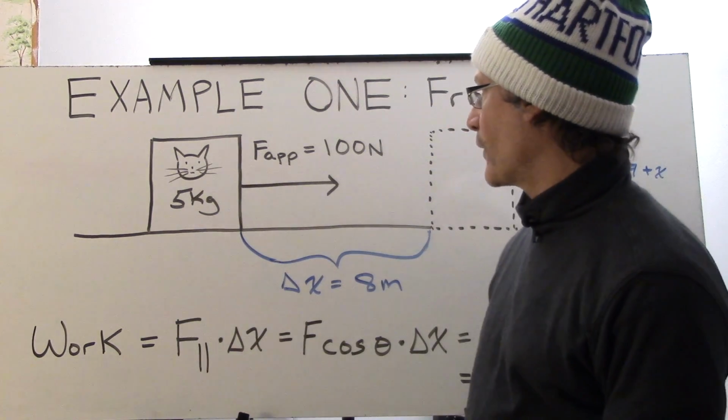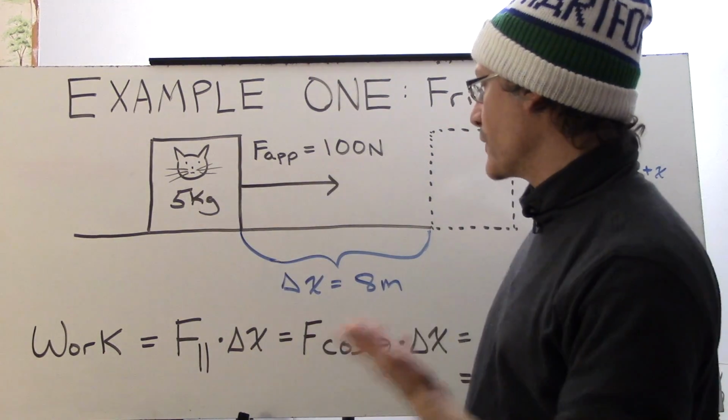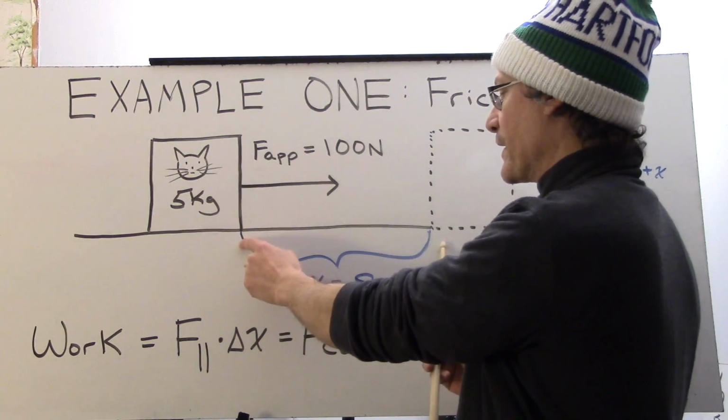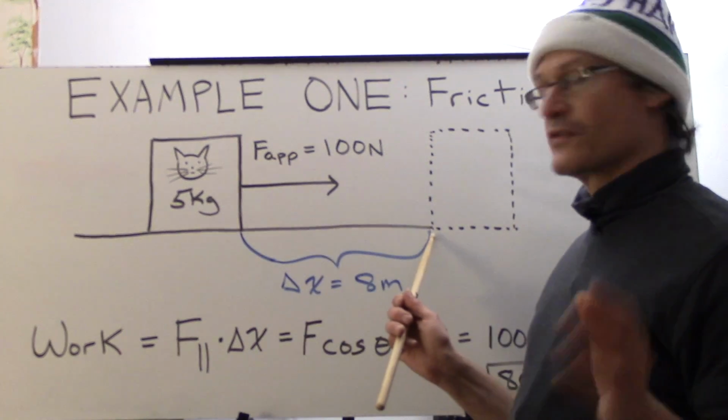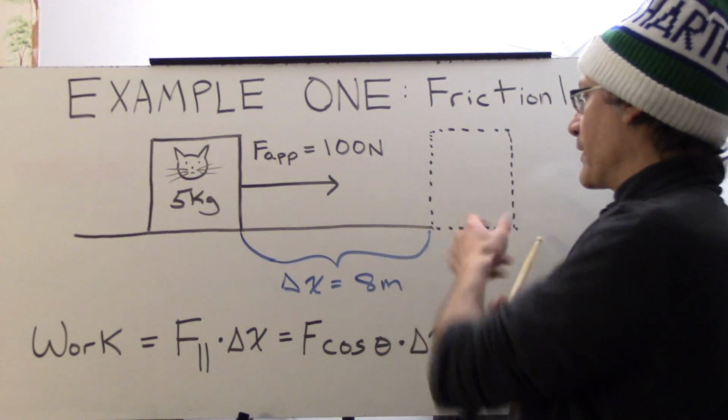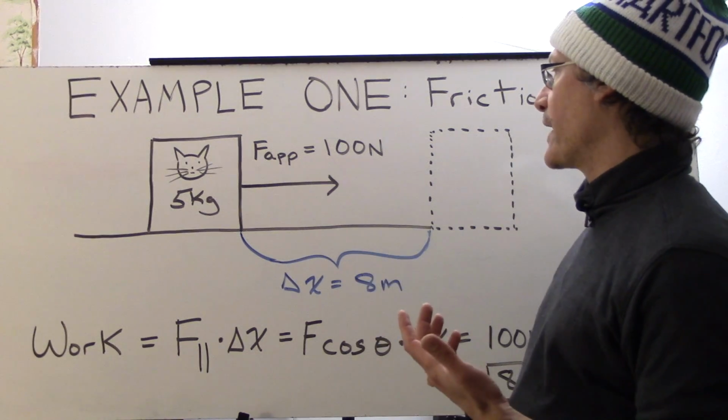5 kilograms. All right. There's an applied force of 100 newtons. And the displacement will be 8 meters from here to here. We can consider this to be our origin, and this is 8 meters away from that. And so it'll be here after it's pushed with this 100 Newton force.